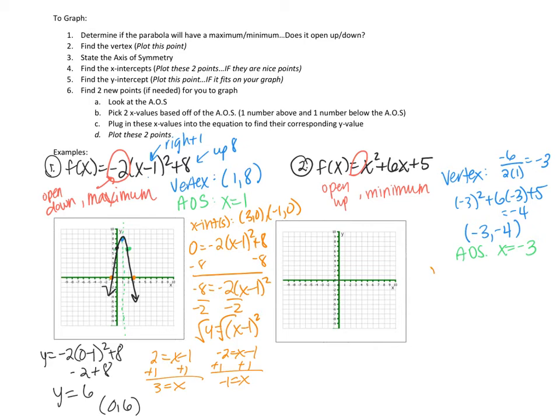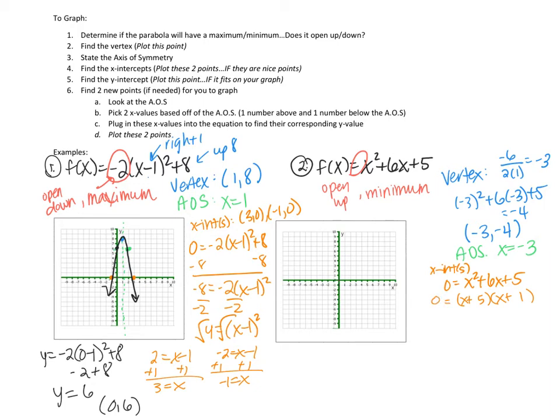All right, so now we're going to go to our x-intercepts. For the x-intercepts, I'm going to set it equal to 0. Now, instead of using my square root property, I can use the quadratic formula or I can factor. I'm going to go ahead and factor this one because I know that the factors are going to be 5 and 1.